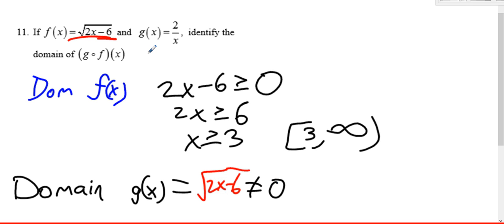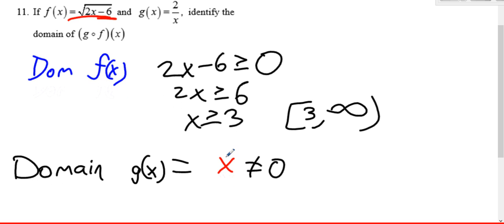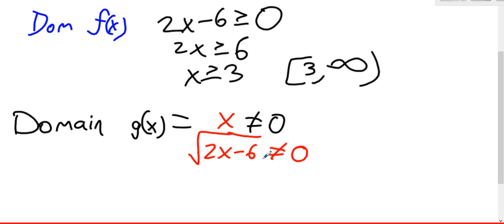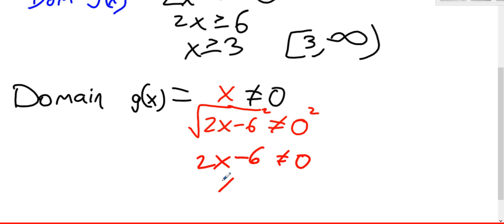So you do look at the domain of g, which is x cannot equal 0, but rather than x, you put f because that's what gets plugged in for x. And then solve this out. So to get rid of the square root, you square both sides. Move the 6. Divide by 2. x cannot equal 3.